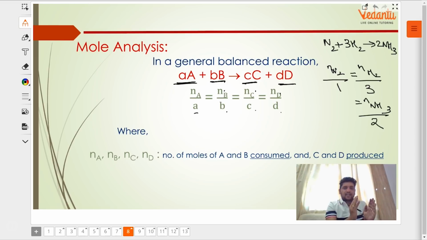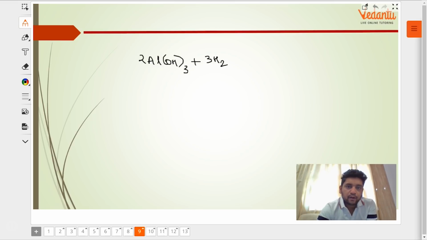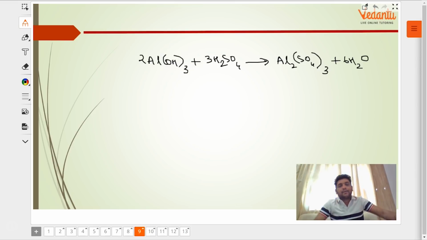1:3 ratio में नाइट्रोजन हाइड्रोजन गायब होगा, 1:2 रेशियो होगा आपका नाइट्रोजन टू अमोनिया का प्रोडक्शन, राइट? तो अब इसके लिए लेट्स लुक एट अ रैंडम एग्जांपल एंड सी हाउ दिस मोल एनालिसिस इक्वेशन कम्स अबाउट. ठीक है, लेट्स से कि आपके पास एक इक्वेशन है 2Al(OH)3 plus 3H2SO4 giving you Al2(SO4)3 plus 6H2O. लेट्स से कि ये एक बैलेंस्ड केमिकल इक्वेशन रैंडम सा आपके पास पड़ा हुआ है.